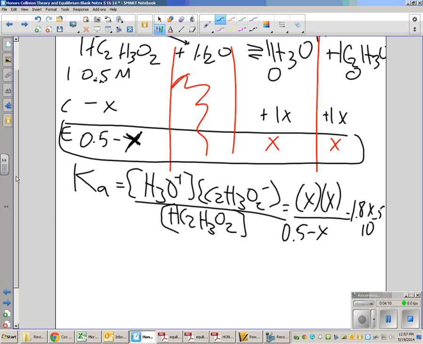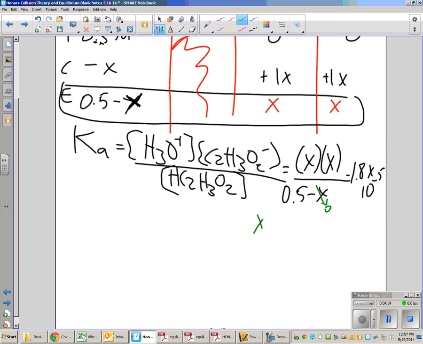All right, how do I solve for x, or how do I make my life easier? What am I doing? Neglecting x. I must have said it. Thank you. I'm going to neglect x, and the only x's I can neglect are the ones that are plus or minus. Assume that x is so tiny that we can ignore it from that big humongous 0.5 it's being subtracted from. That makes our math like a piece of cake. x squared over 0.5 is equal to 1.8 times 10 to the negative fifth.